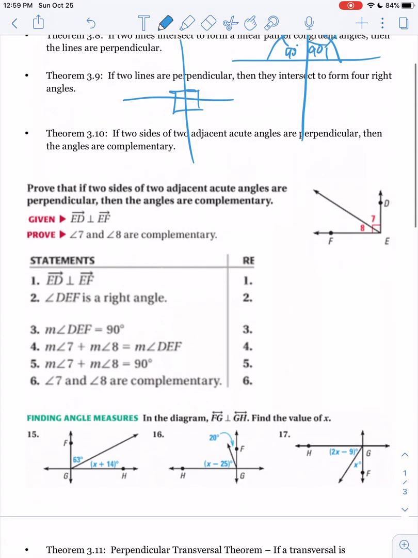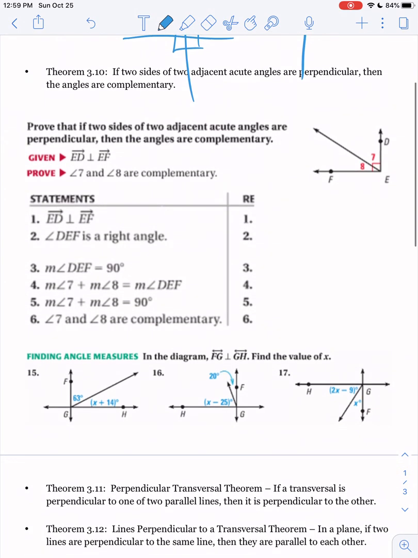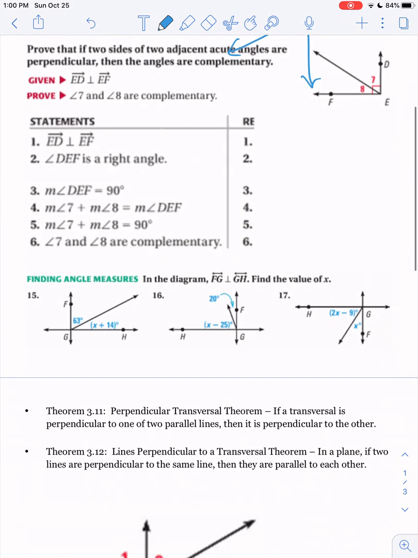The last one says if two sides of two adjacent acute angles are perpendicular, then the angles are complementary. So what they're saying is two sides of two adjacent acute angles are perpendicular like that, then you know that those two angles together have to give you 90 degrees. Okay. All right, let's go ahead and prove that.